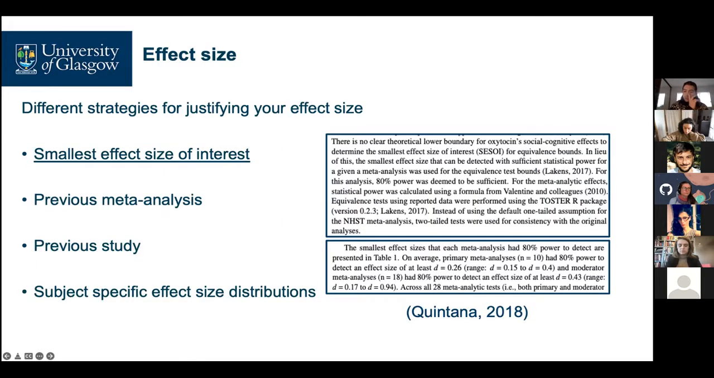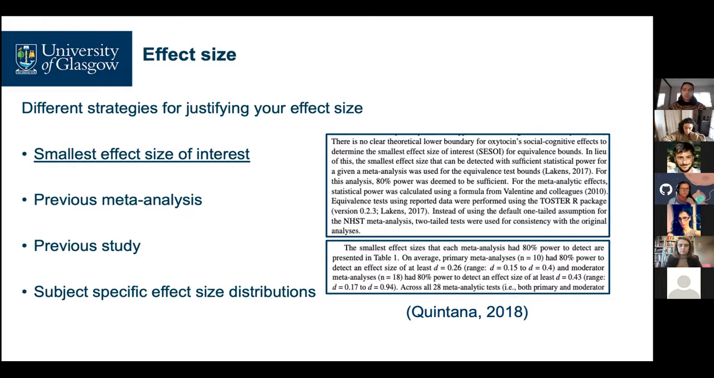In terms of effect sizes, so this is where we're thinking about a priori power analysis, there are different strategies here. I label this first one as the smallest effect size of interest, but all of them are somewhat related, where there are different methods of deciding what, for you, is the smallest effect size of interest.